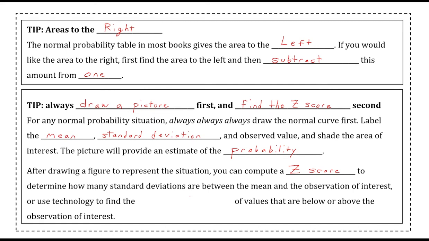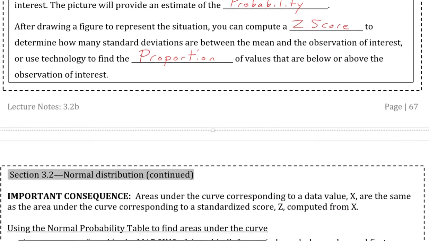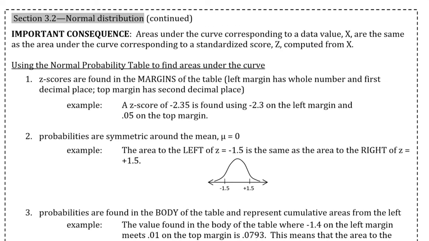Or you can use technology, for example GeoGebra, to find the proportion of values that are below or above the observation of interest. The next page will show some consequences and some things to keep in mind when using the normal probability table. Important consequence: areas under the curve corresponding to the data value x are the same as the area under the curve corresponding to the standardized score z computed from x, meaning that when we convert to a z-score, that's not going to change the probabilities below or above the z-score we would find from using that table.